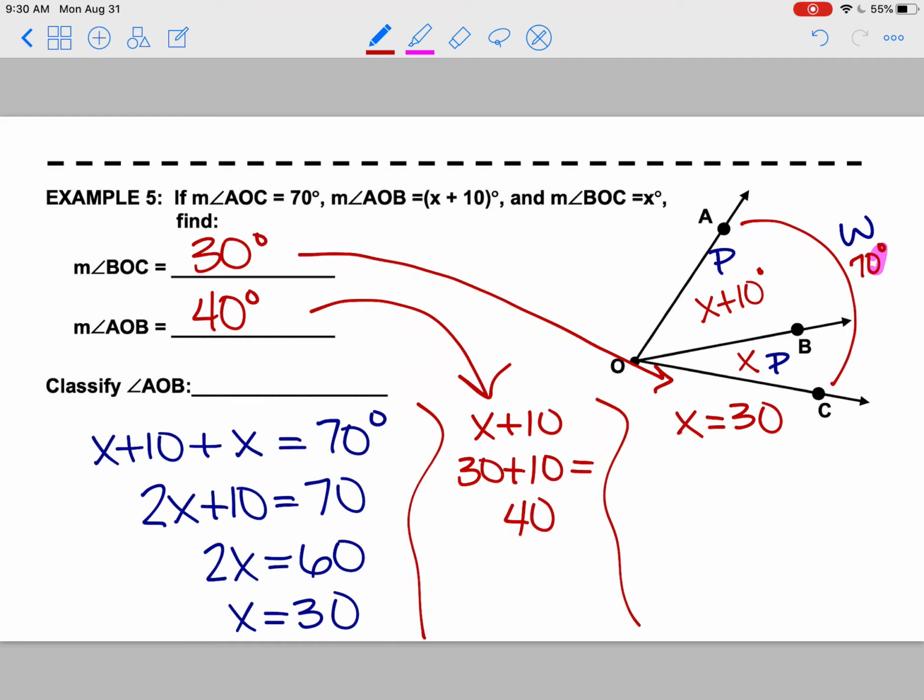Now it says classify angle AOB. So AOB is right here. Classify what kind of angle it is. Not the name of it. What kind is it? Is it acute? Is it obtuse? Is it right? Is it straight? And we can see here that the measure 40 is less than 90, so it is an acute angle.